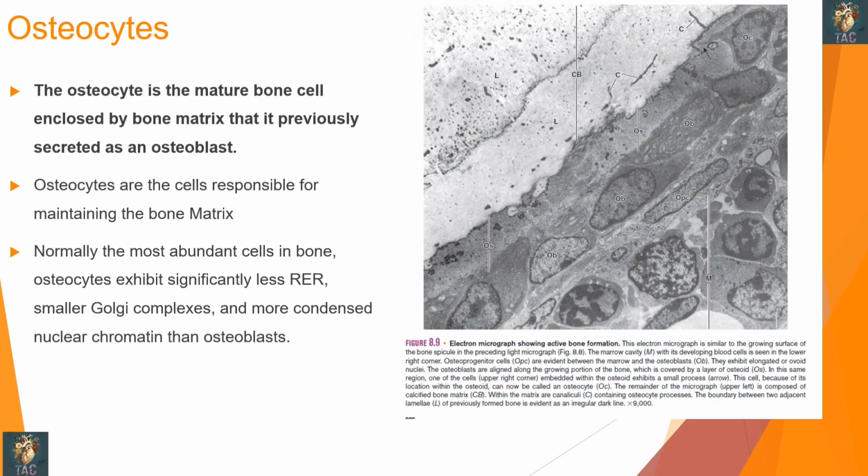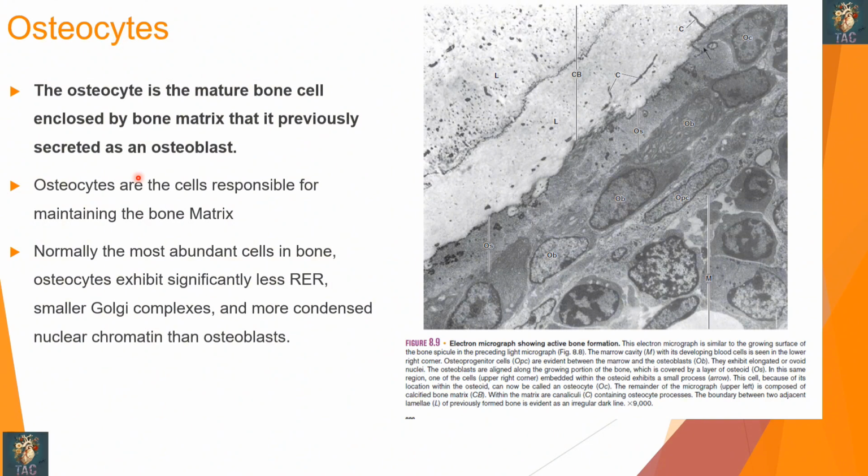Osteocyte is the mature bone cell enclosed by bone matrix that was previously secreted as an osteoblast. So as I have told you, these osteoblasts differentiate into the osteocytes. These are the cells responsible for maintaining the bone matrix. The main population of the cells are the osteocytes.